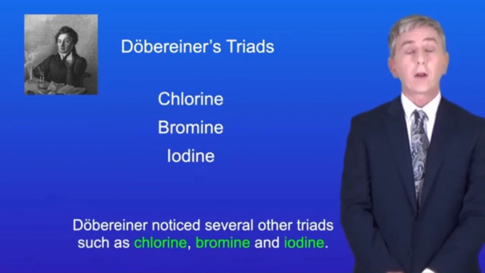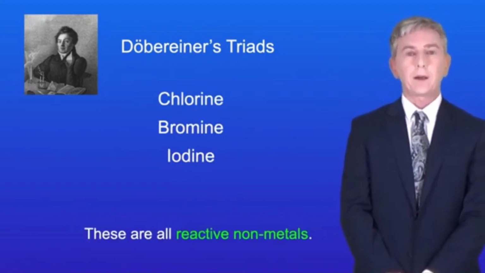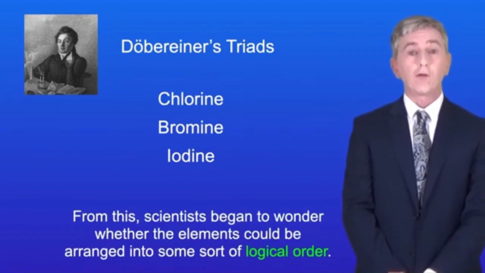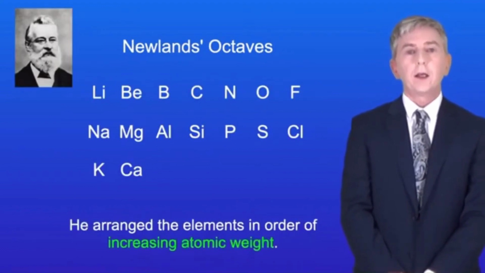Dobereiner noticed several other triads such as chlorine, bromine and iodine. These are all reactive non-metals. So from this, scientists began to wonder whether the elements could be arranged into some sort of logical order. Around 40 years later, the scientist John Newlands noticed something really interesting. He arranged the elements in order of increasing atomic weight.